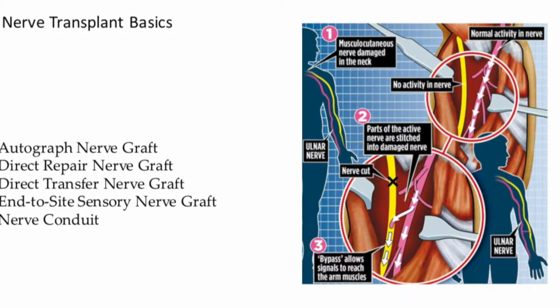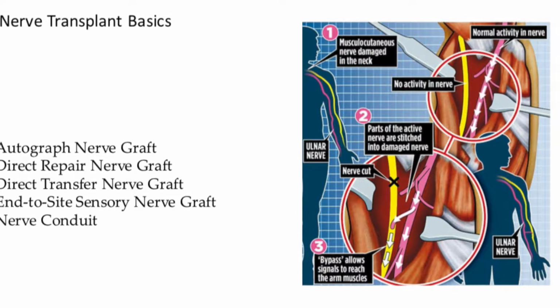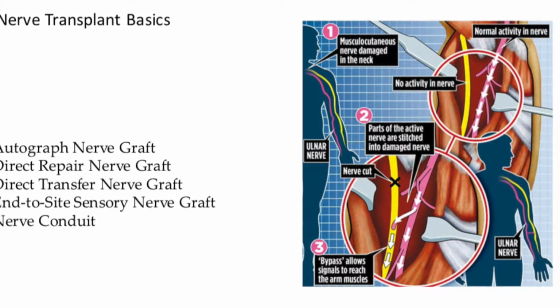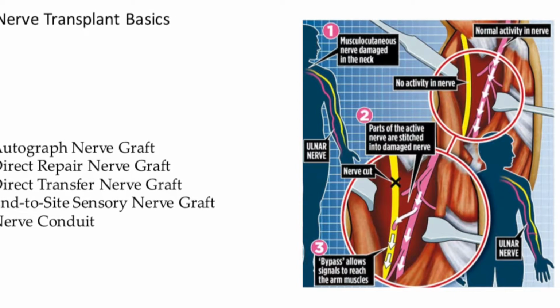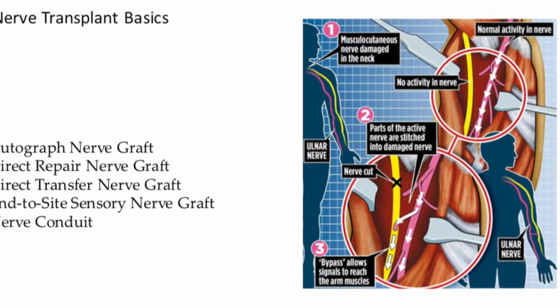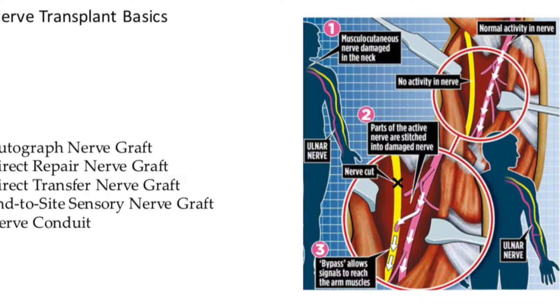In direct transfer nerve grafting, the damaged nerve is removed. Then the proximal end is directly attached to the primary receptor. An end-to-site sensory nerve graft removes the damaged nerves and reattaches the 2 working ends together. This is the top recommended type of nerve graft when dealing with nerve damage.